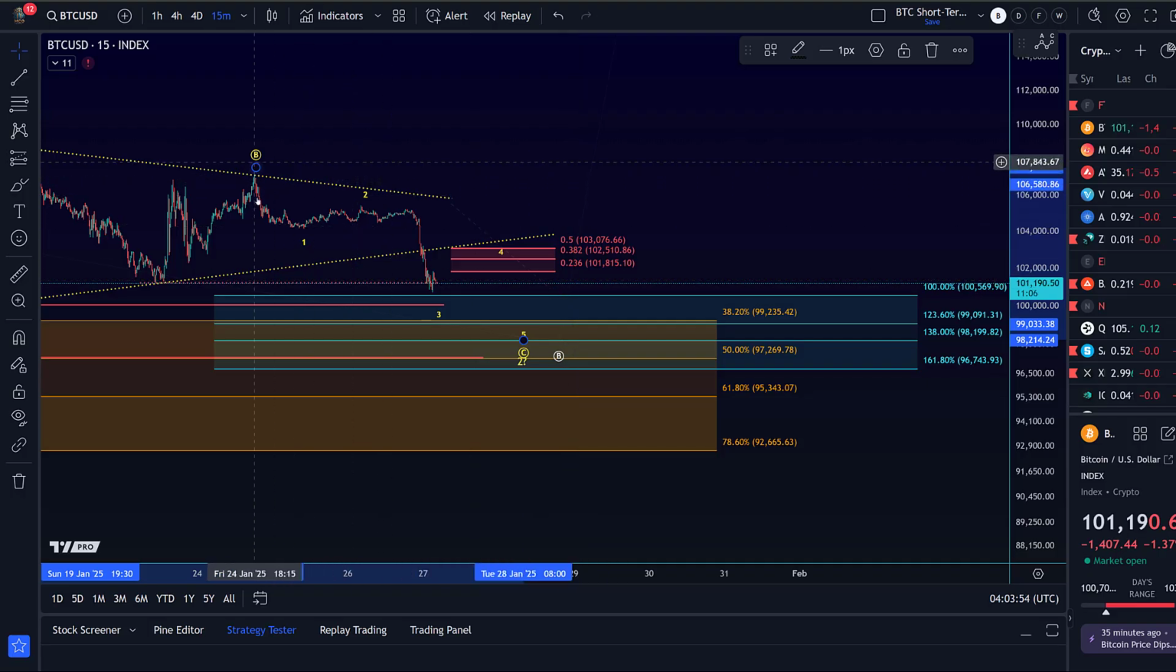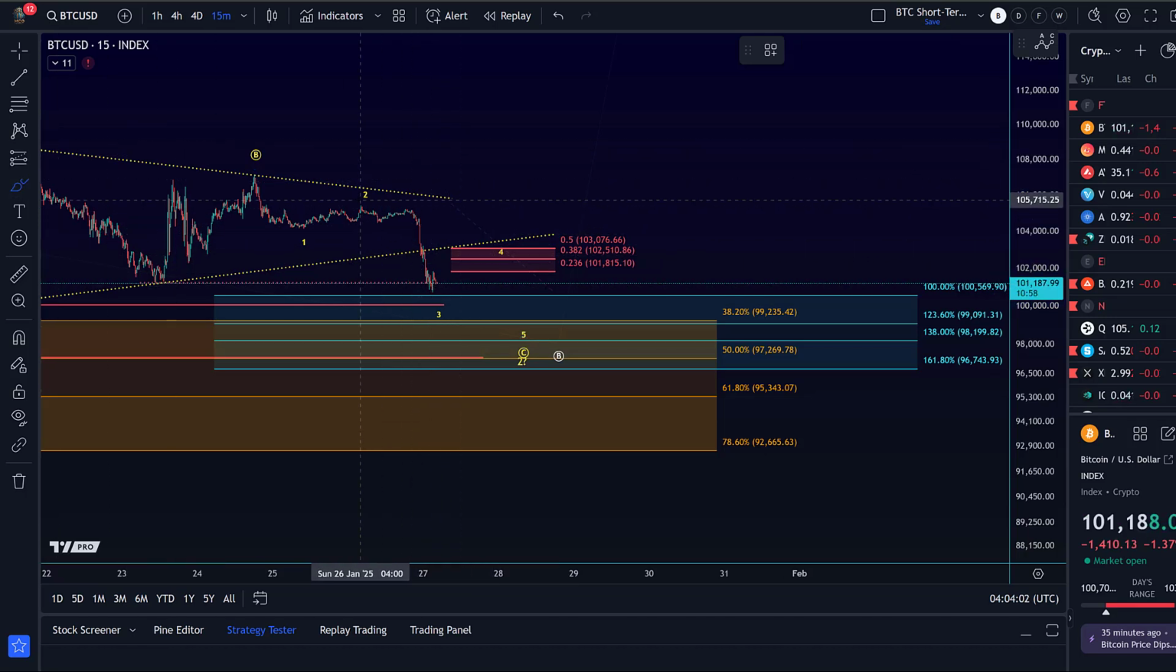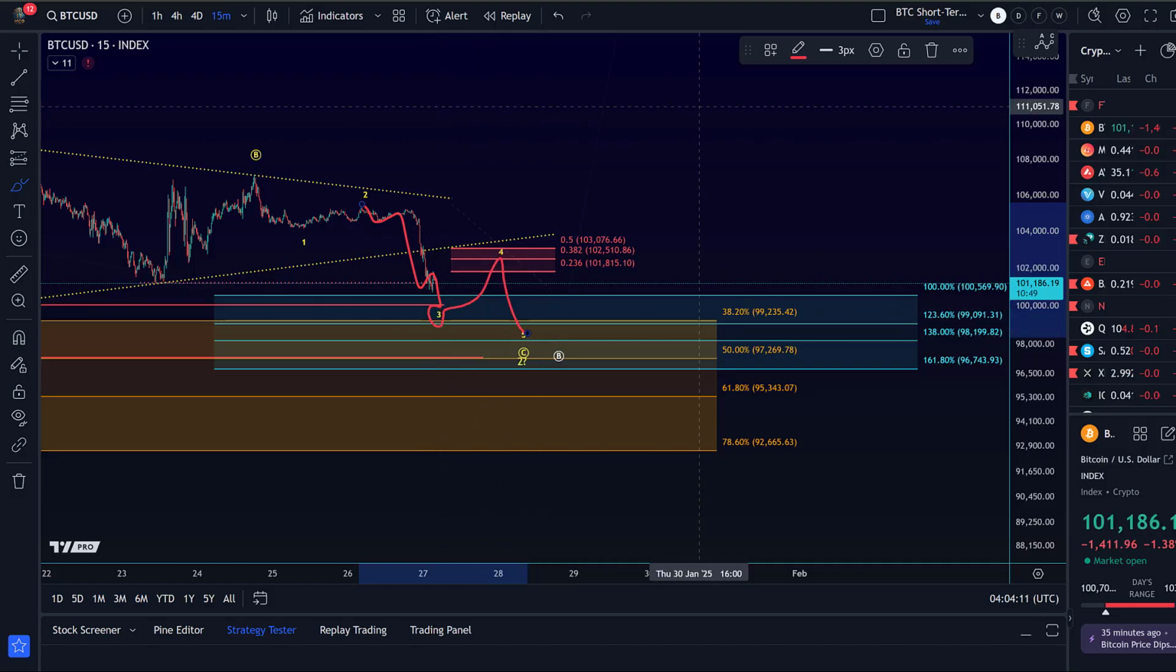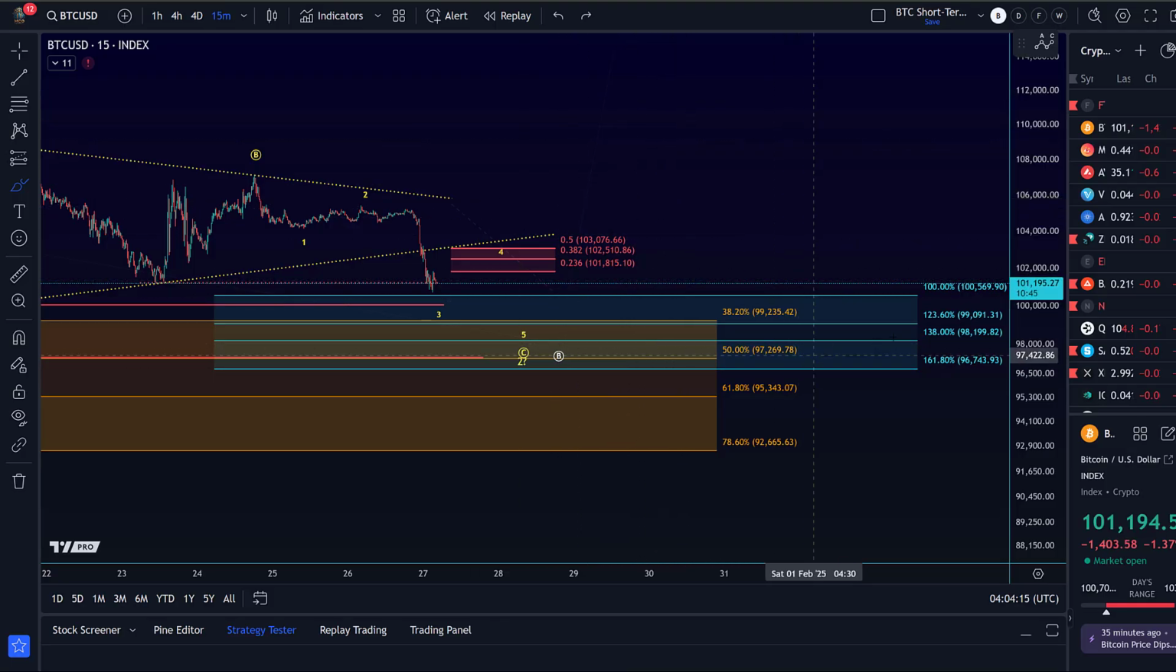I just find that here we can see the waves better. And that third wave is long enough, but if we really were to dive into the microstructures, we could say there's another 1, 2, 3, 4, 5 to complete that third, and another 4, 5. So we might see the price test maybe here, the 99K area. There are a couple of levels that meet there, so there's a bit of confluence of Fibonacci support.